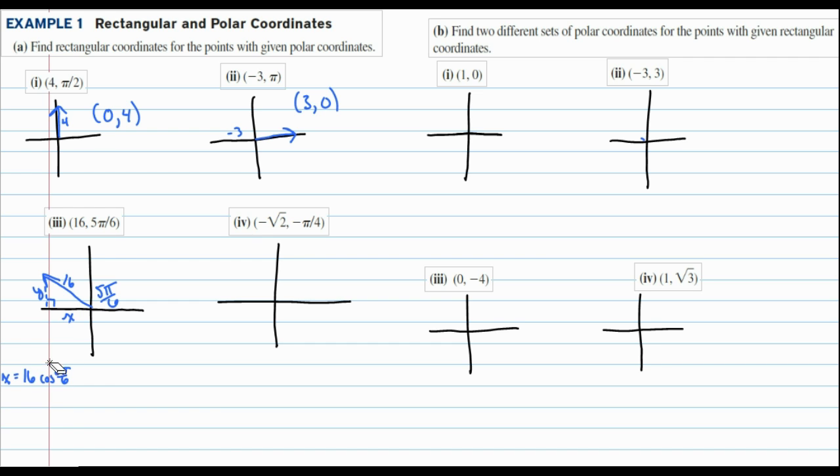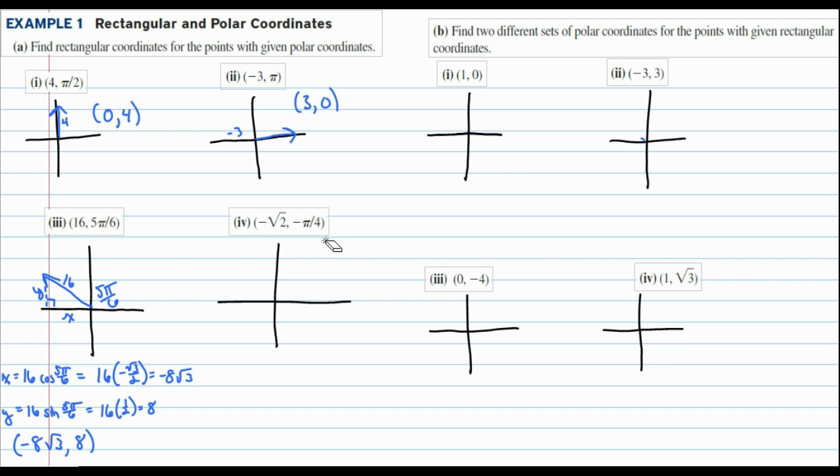So I'm going to set up that x is going to be 16 times the cosine of 5 pi over 6, and then that gets me negative 8 square root 3. Then y is going to be 16 times the sine of 5 pi over 6, so opposite over hypotenuse for the y, and then adjacent over hypotenuse for the x, and then solve for x, or solve for y respectively. So then that would make the y coordinate 8. So in total, the rectangular coordinates are negative 8 square root 3 comma 8 for the polar coordinate 16 comma 5 pi over 6.